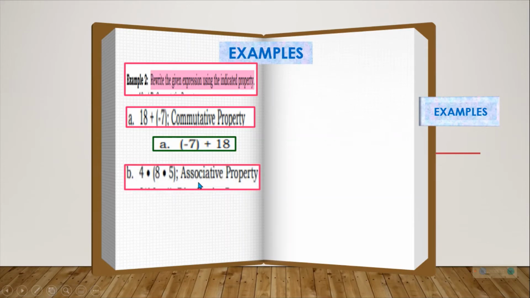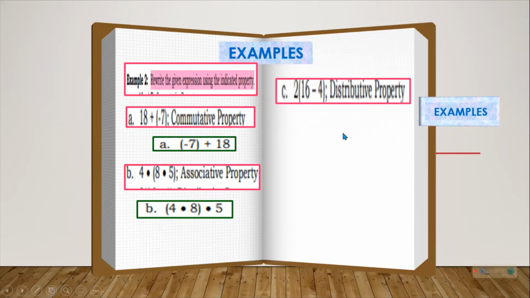Next, pag sinabi namang associative property, magpapalit lang sila ng group. So ang magiging sagot dyan is 4 times quantity 8 times 5 is equal to quantity 4 times 8, times 5. So, nagpalit lang sila ng group. Yung una, si 8 tsaka si 5 yung magkagrupo, then yung kasunod niya, si 4 tsaka si 8 naman ang magkagrupo. Pag groupings yung pinagpapalit, that is associative. Pero pag nagpalit lang ng posisyon, that is commutative property.